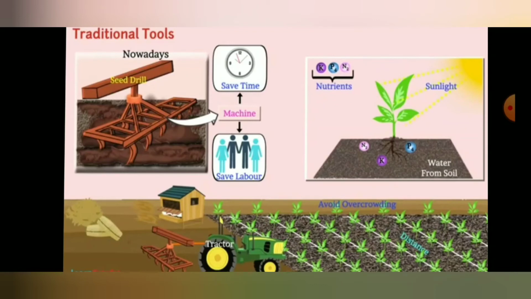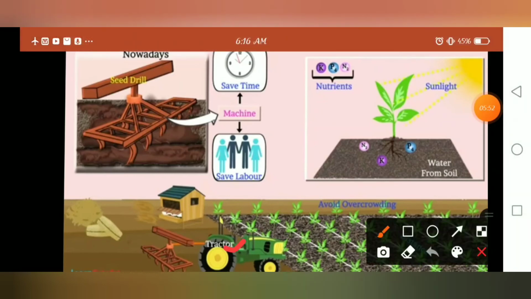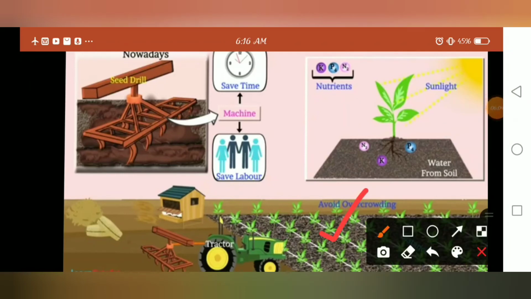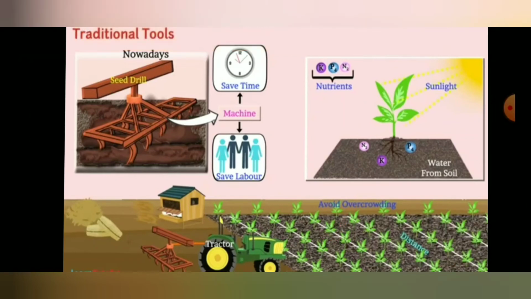See, one thing I will tell you. Nowadays this seed drill is used and it is run by the tractor, so here we can sow the seeds at equal distance. In this picture you can observe the plants are placed at equal distance, so each and every plant can get the nutrients easily. In this picture the plant is getting the sunlight and minerals such as potassium. NPK, that means nitrogen, phosphorus, potassium, are very important nutrients for the growth of plants.